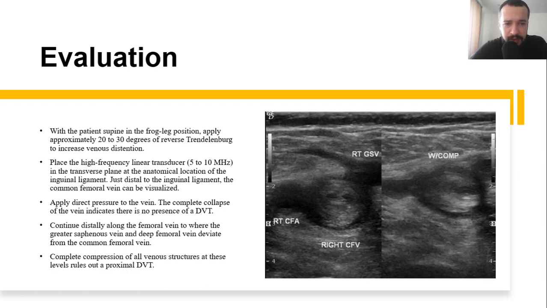Place the high-frequency linear transducer in the transverse plane at the anatomical location of the inguinal ligament. Just distal to the inguinal ligament, the common femoral vein can be visualized. Apply direct pressure to the vein. The complete collapse of the vein indicates there is no presence of a DVT. Continue distally along the femoral vein to where the greater saphenous vein and deep femoral vein diverge from the common femoral vein. Complete compression of all venous structures at this level rules out a proximal DVT.